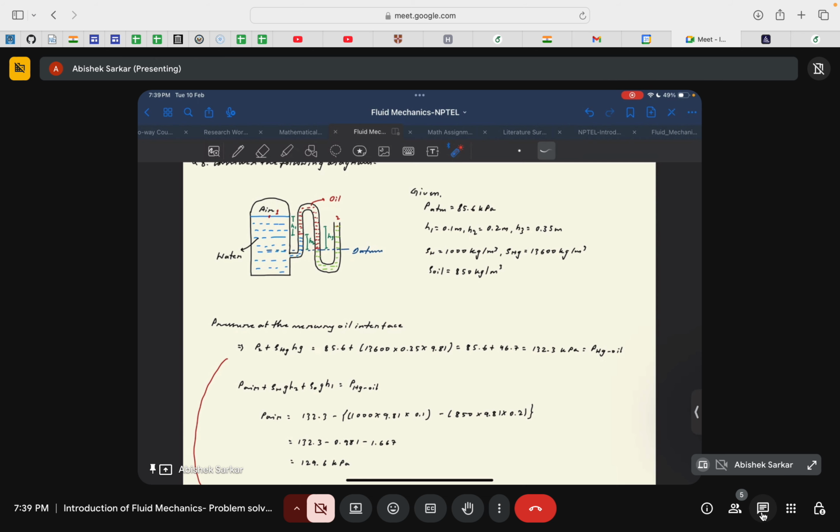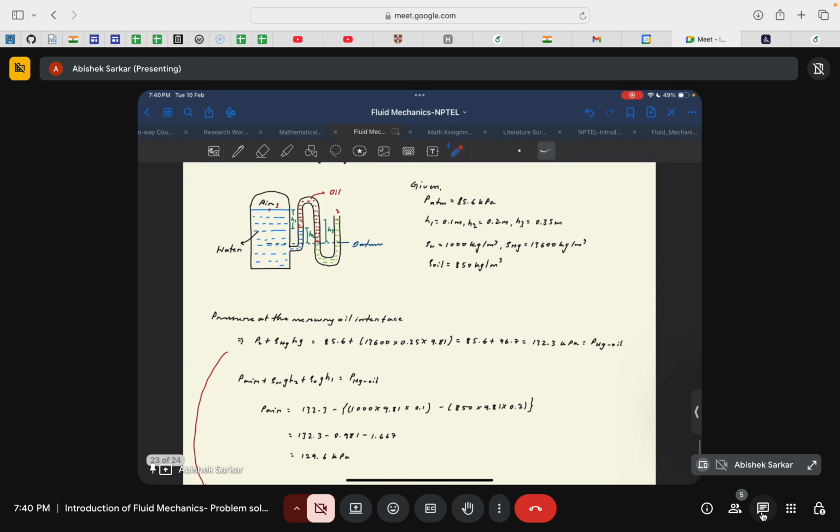Otherwise, we could have just written the pressure at, say, point 1 to be P1 plus rho W times H1 plus H2. If the interface problem had not been there, we would have easily written it like that. But since the interface is not the same, we have to understand it in a different way.